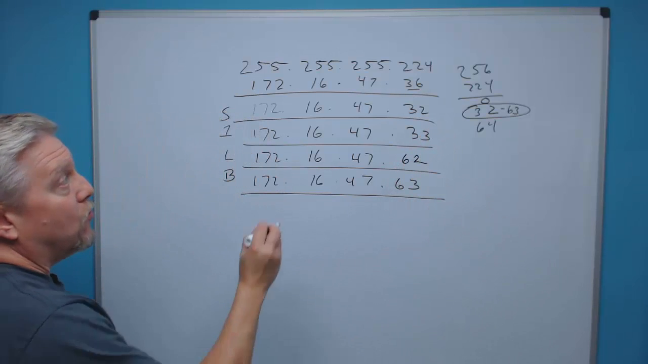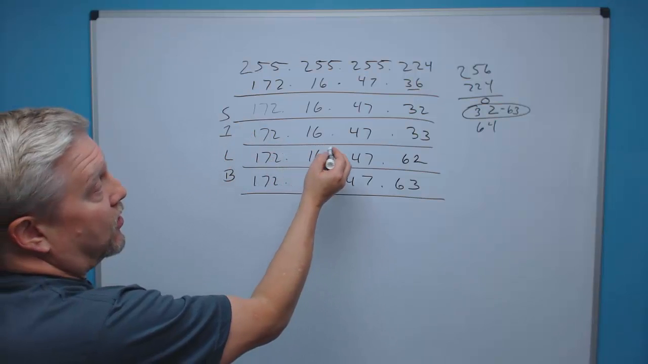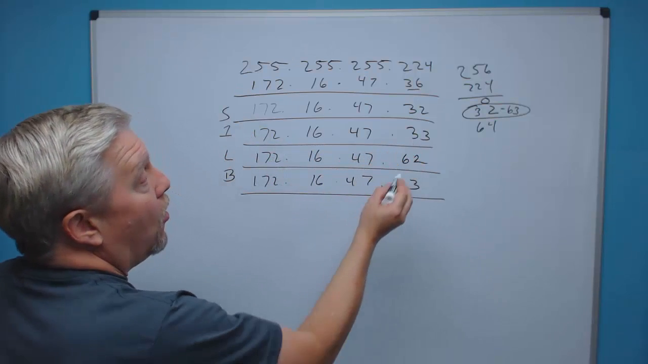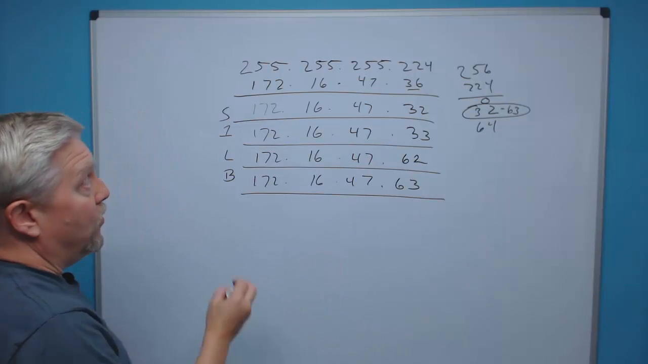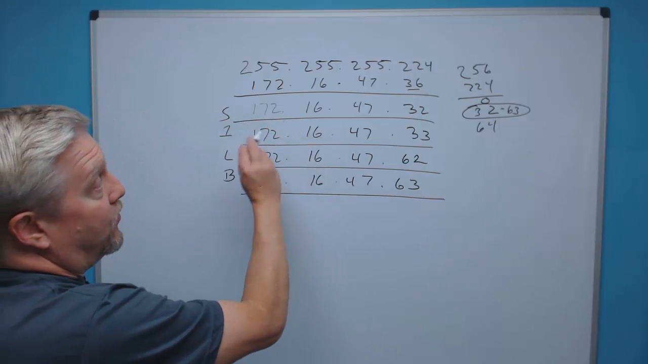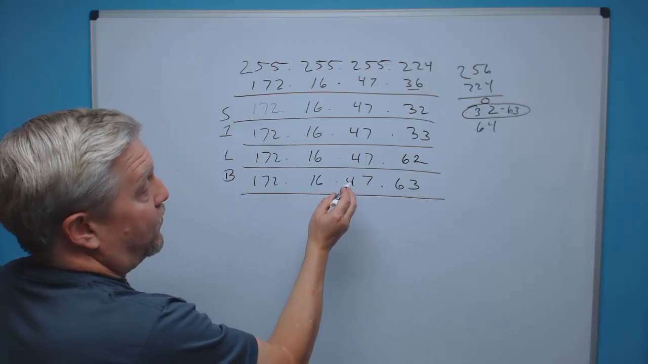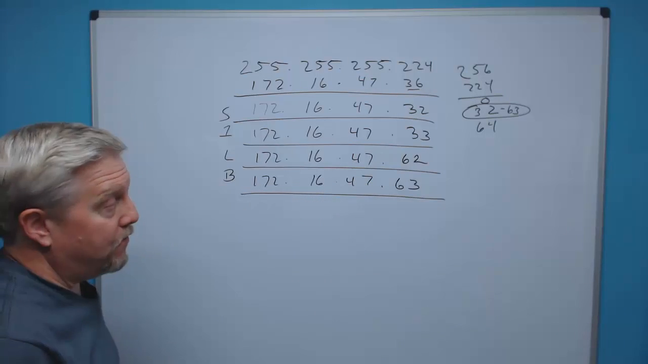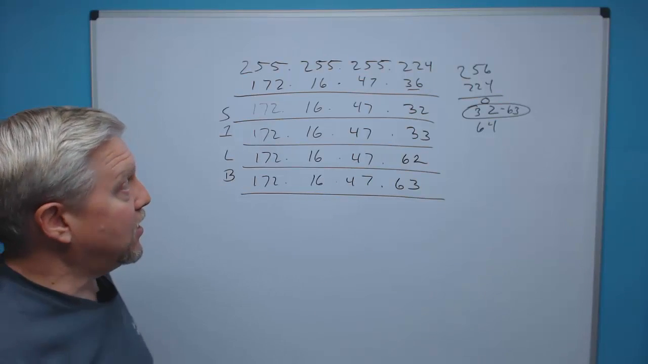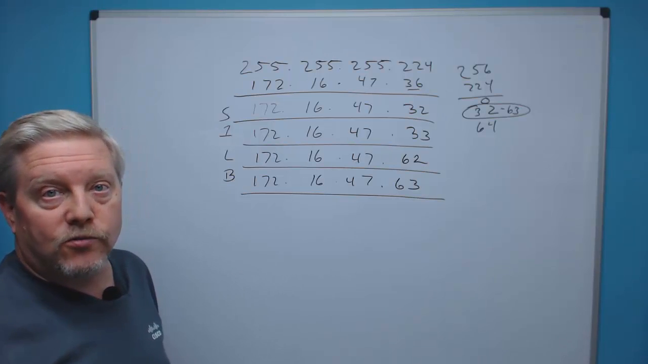Therefore, our ranges are from 172.16.47.33 all the way to 62, with the subnet being set 172.16.47.32, and 172.16.47.63 is the broadcast. Okay, let's move over to our final example, a Class C address.